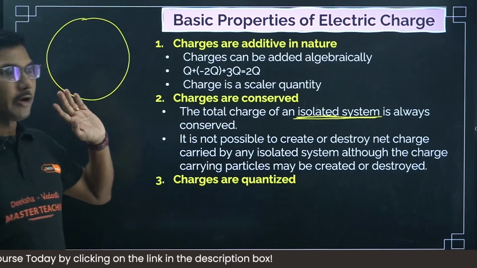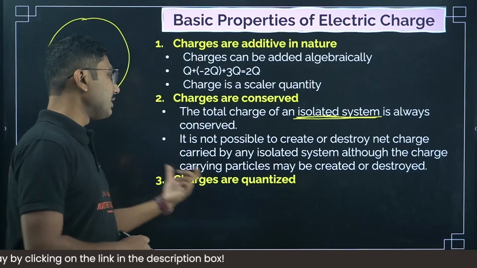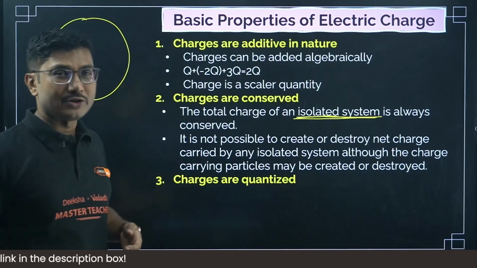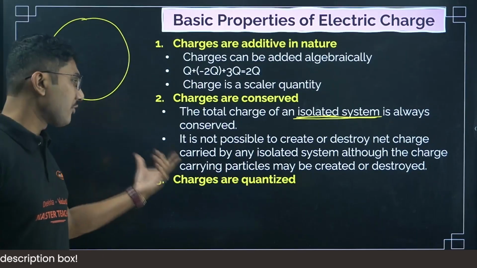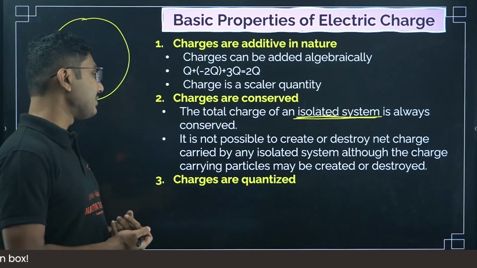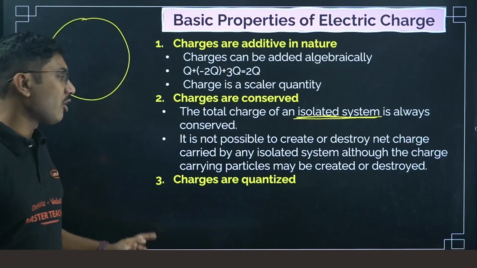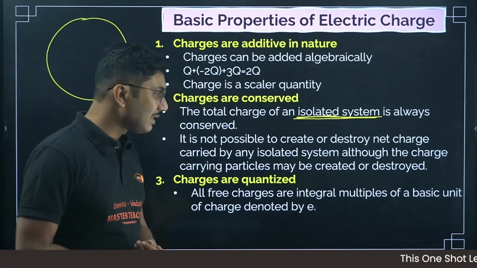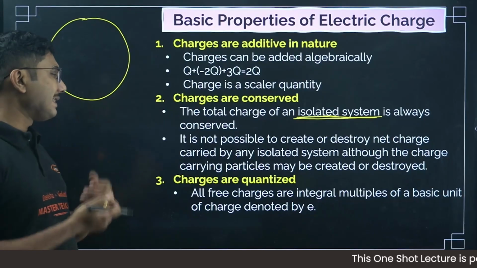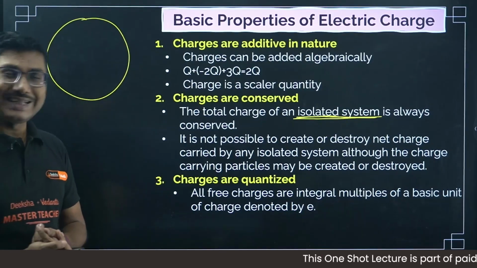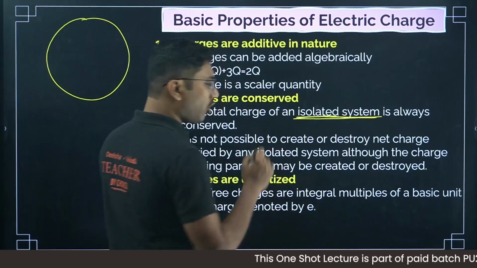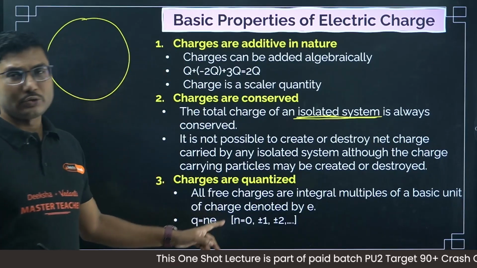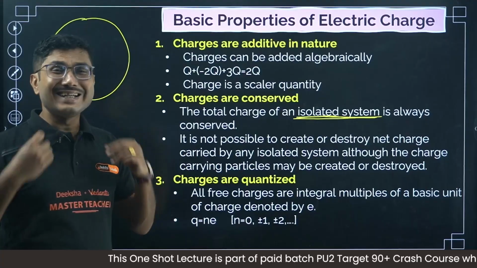And the last point is very, very interesting, and based on this point we often see a lot of questions coming in your KCET, maybe sometimes in your PU board exam as well. So this is a very important property, that charges are quantized. What is the meaning of quantization? All free charges are integral multiples of a basic charge that is denoted by e. e is basically the charge of an electron. And q equals n e. Here n is an integer number.